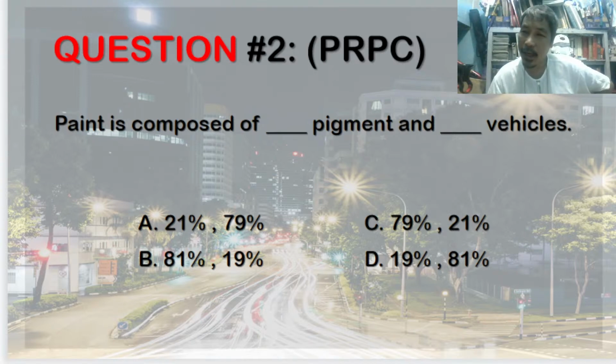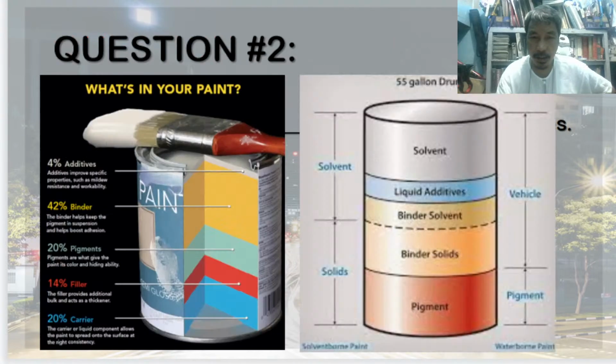Okay. So it is similar to the composition of air. Air is composed of 79% nitrogen and 21% oxygen. So pigment is the most important part of the paint, and oxygen is the most important part of the air. So they only compose 21%. As you can see, pigment is composed of a smaller percentage rather than vehicle. Vehicle composes about 80%.